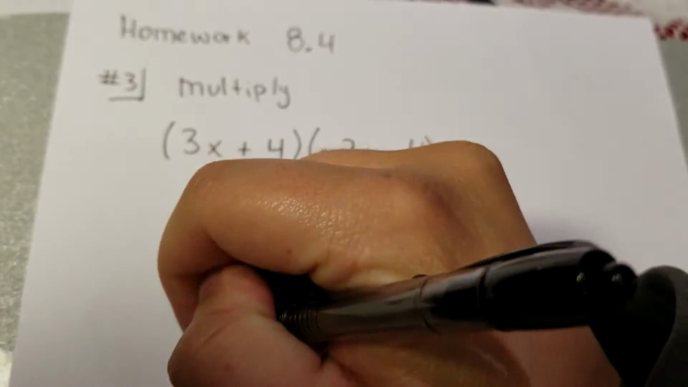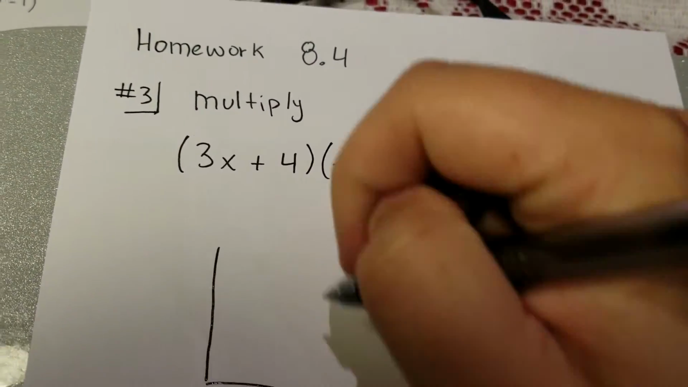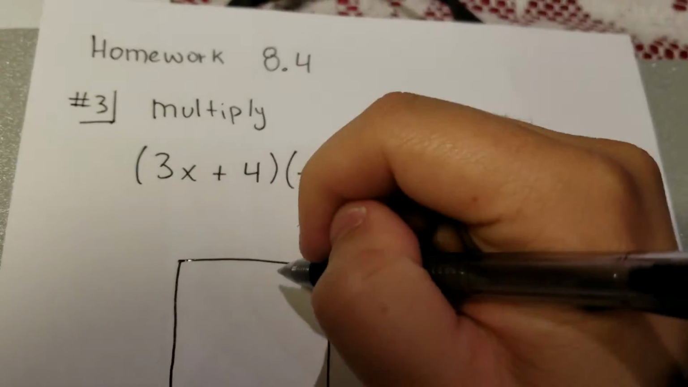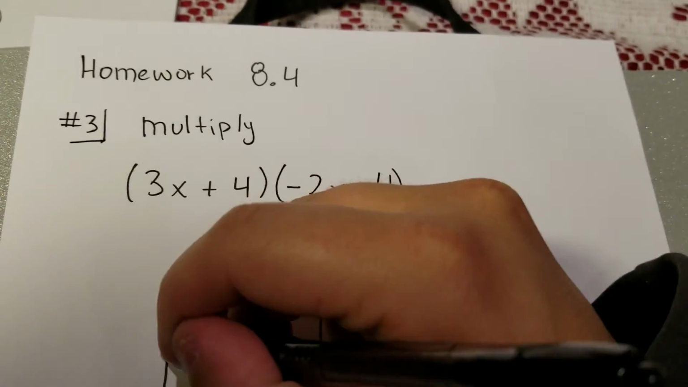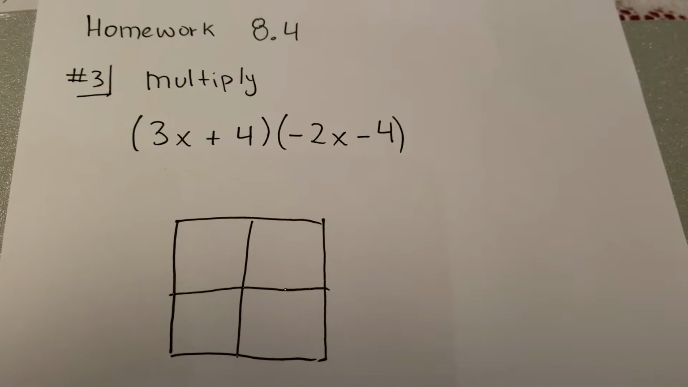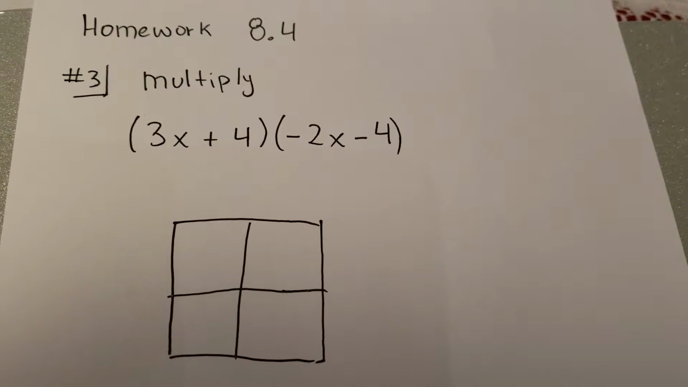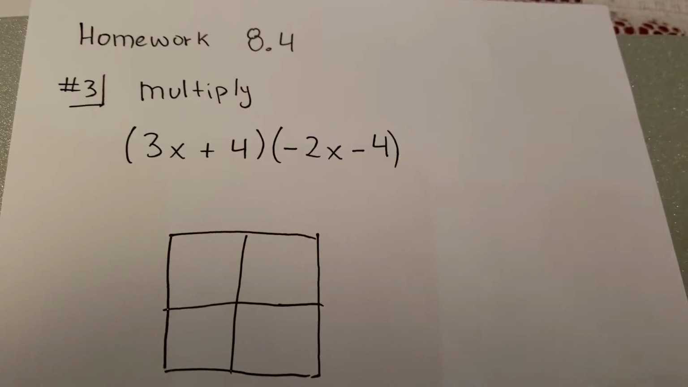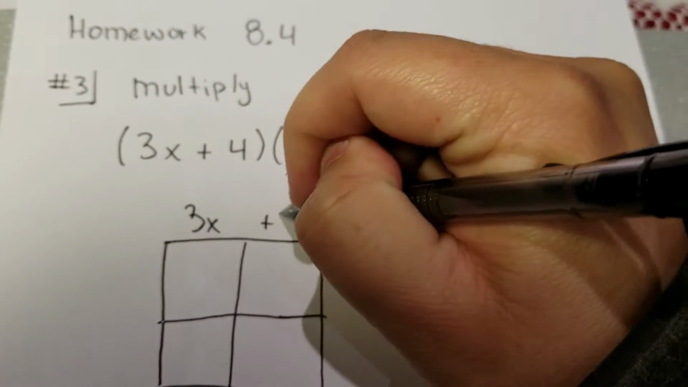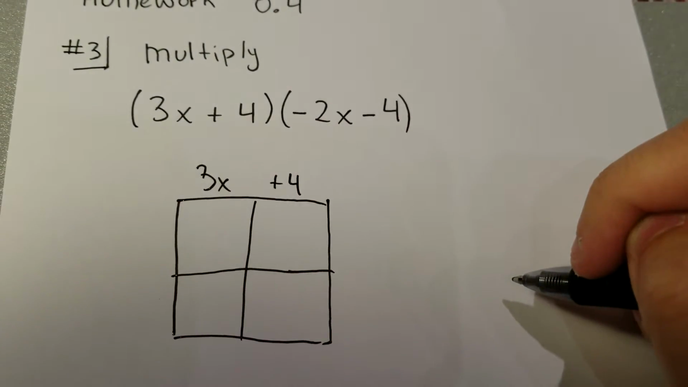So we're going to start with drawing a box like so. This is fairly simple, fairly straightforward. We're going to make the window. In class we talked about making a window. I want you to take whichever one you like, whatever's on the top or on the side, doesn't matter. So you have 3x plus 4. Let's put 3x, and then let's put the positive with that 4, right there.